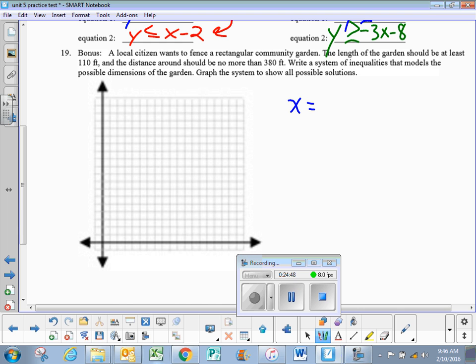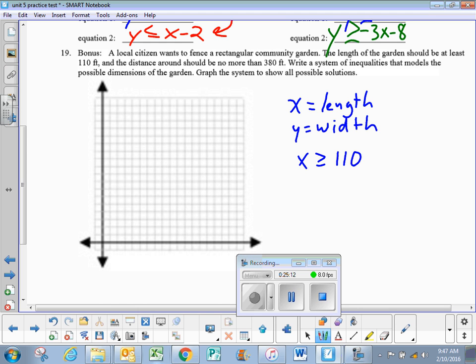If x equals the length of the garden, and y equals the width. What do I know about this? The garden should be at least 110 feet, the length. So x has to be greater than or equal to 110. Right? That's why defining the variables is key. If you don't do that, there's no way you can even start this problem.